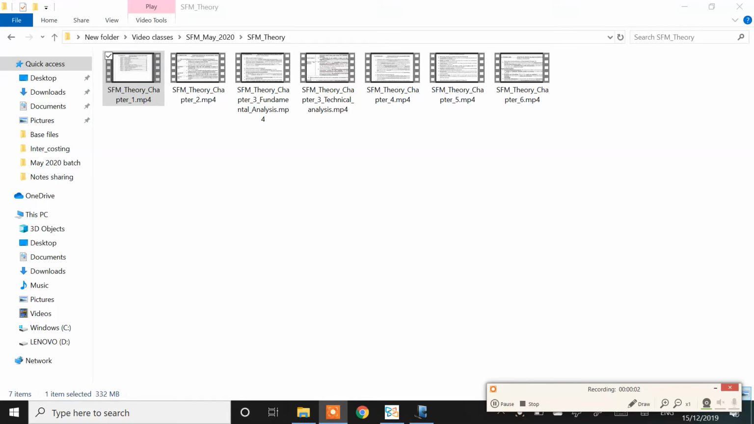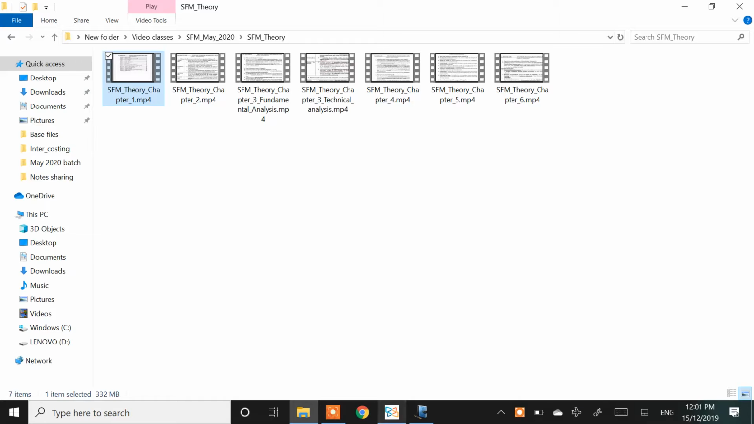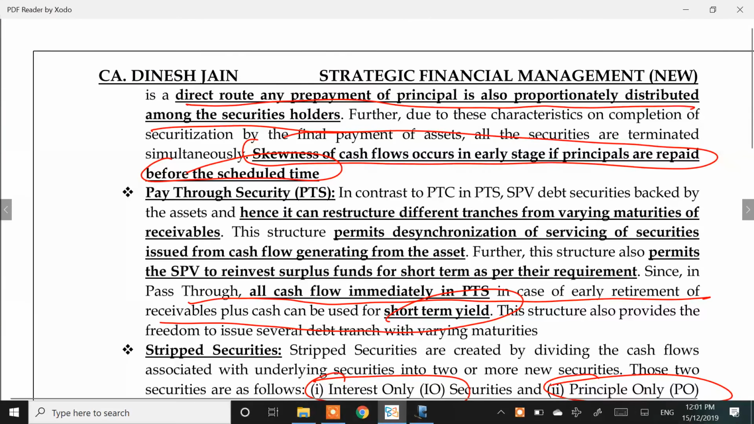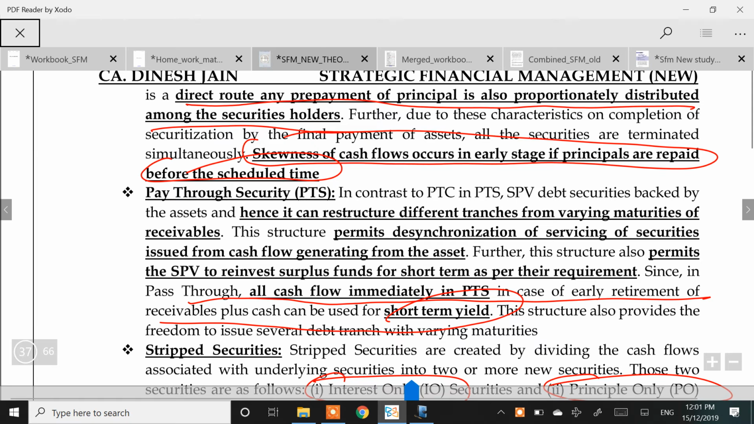So friends, we are going to record all the theory chapters of SFM. The only disclaimer I want to make is that whatever I'm covering in these chapters will give you an overview of every topic being discussed. It will give you certain critical points which can be taken into consideration for writing in exams.